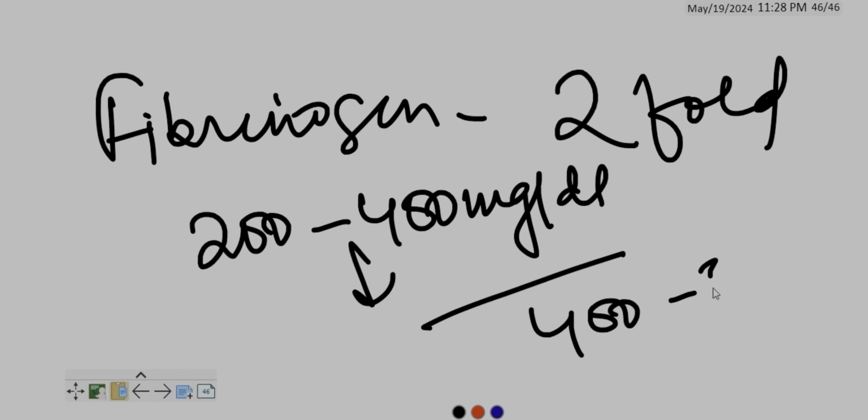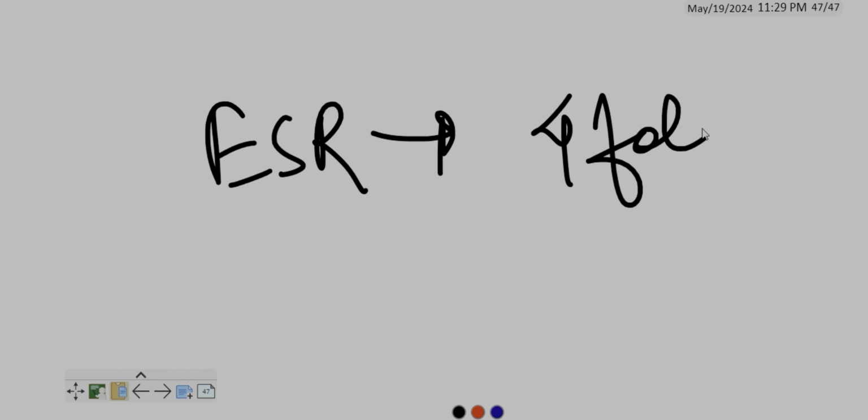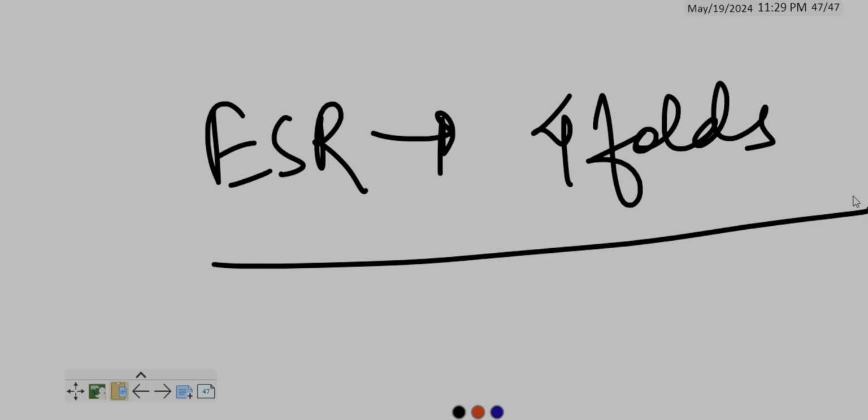Next, we'll talk about what happens to the ESR. The ESR is increased to 4 folds. So this is, in short, all the hematological changes in pregnancy. The next changes we'll understand in the subsequent videos.